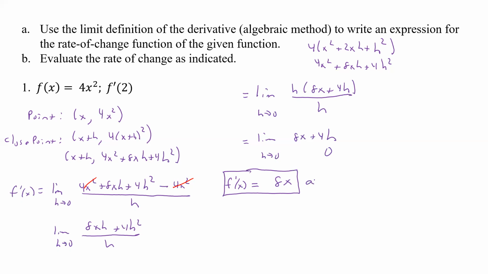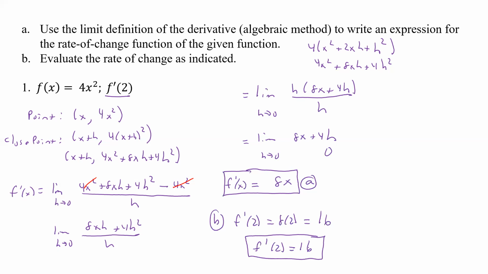So that's part A. Now part B says evaluate the rate of change as indicated. So now we want to find f prime of 2. So B, that's going to be f prime of 2 equals 8 times 2. That's equal to 16. Okay, and so f prime of 2 equals 16. And so that is what they want for this one. And again, we did everything algebraically to get to our derivative, and then we just plugged in and did some more algebra and took 2 times 8 and got 16, and we have our f prime of 2, the rate of change that they asked for.